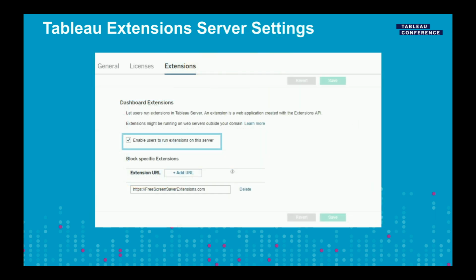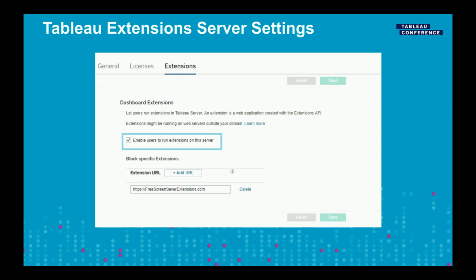And then these are the server level settings. These settings apply to the whole server and control every site. Those were the site level settings, so different sites within a company can have different safe-listed extensions. But this setting right here is a kill switch. If you turn this off, it will disable extensions all across Tableau Server and all the sites under the Tableau Server. So extensions will not run on any dashboards.